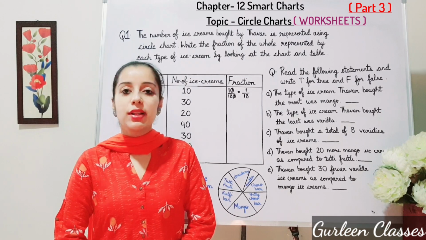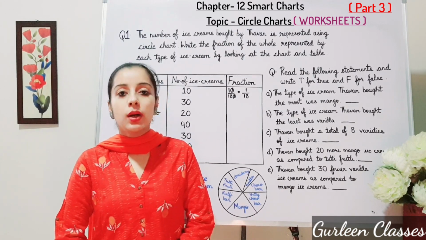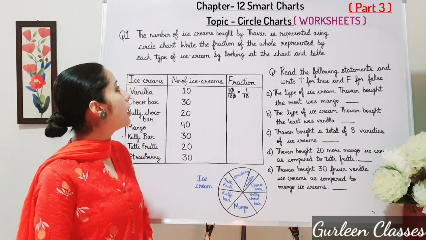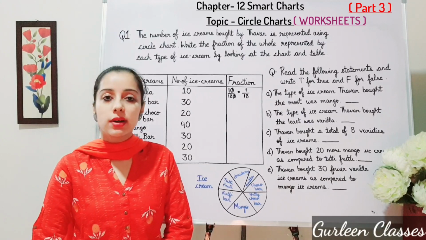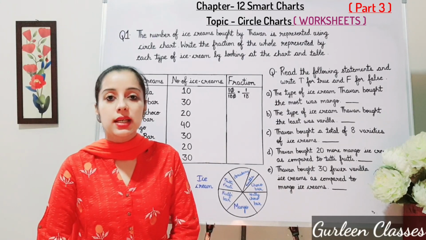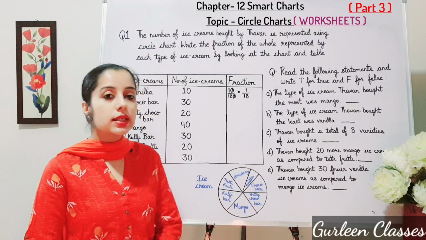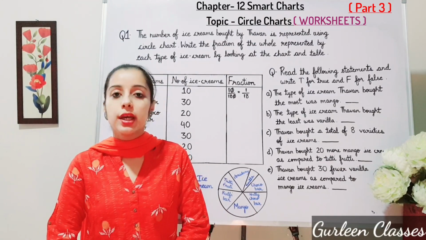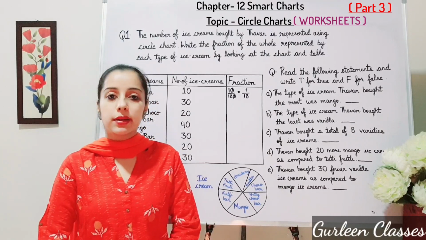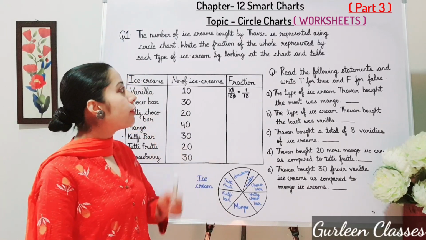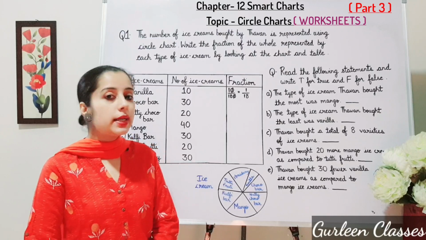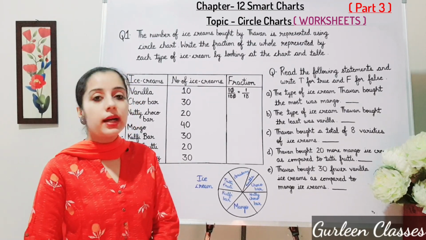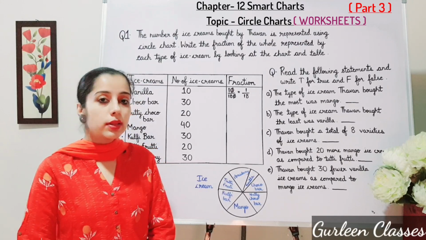So let us start with worksheets of chapter number 12. Worksheet 2 is based on circle charts. Question number 1. The number of ice creams bought by Dhawan is represented using circle charts. So these are the circle charts, and circle charts we have already discussed in part 2. If you missed that part, you can click the I button. Now, write a fraction of the whole represented by each type of ice cream by looking at the chart and table. So first let us solve this chart.